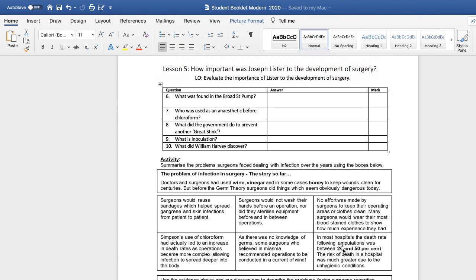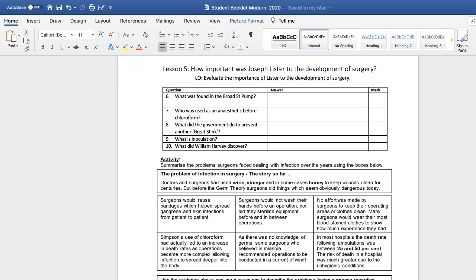Okay, we are on lesson 5, and we're going to do lesson 5 and 6 in one video if I remember to by the end. But we're doing lesson 5 right now. So, how important was Joseph Lister to the development of surgery? So far we've thought about Jenner, Pasteur, Koch, Simpson, and now we are on Joseph Lister.